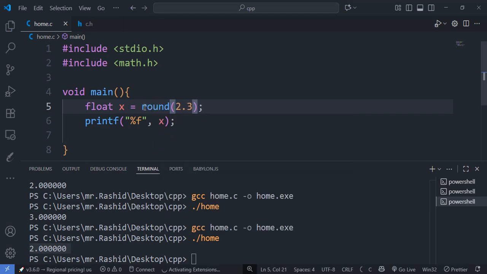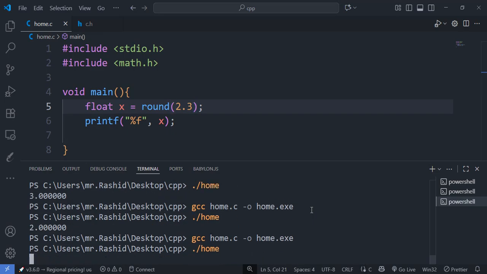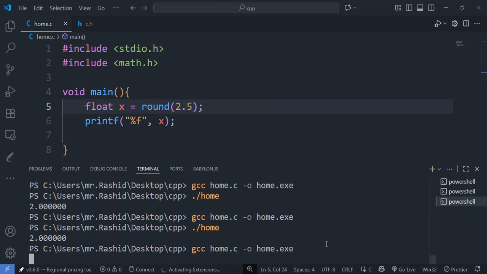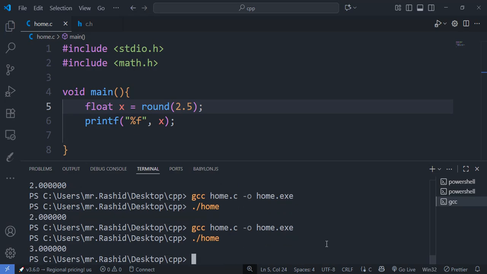As you can see, if we do that and then we compile and run, we get 2. It is normal. So if we have 0.5 here, save, and then compile and run, we get 3, as you can see.